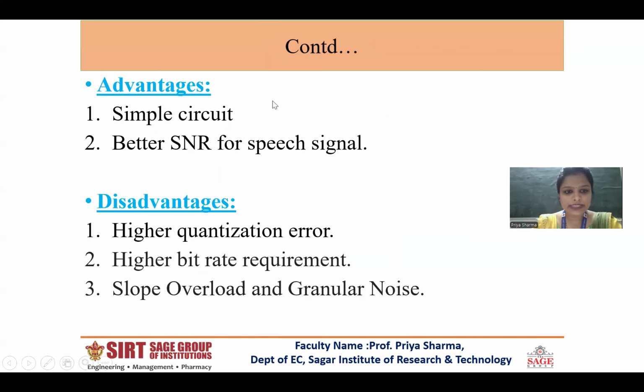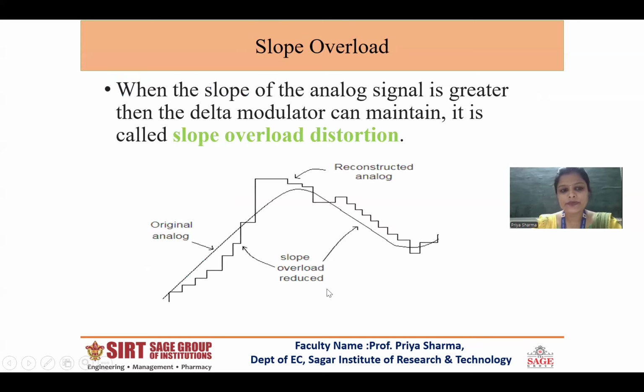Coming to the advantages, it is a simple circuit, with a better signal to noise ratio for speech signals. Now the disadvantages: it has high quantization error, high bitrate requirement, and slope overload and granular noise. So basically, what is this slope overload and granular noise?